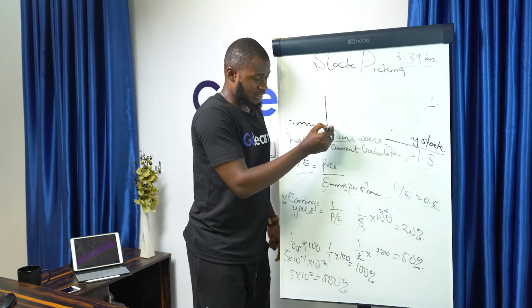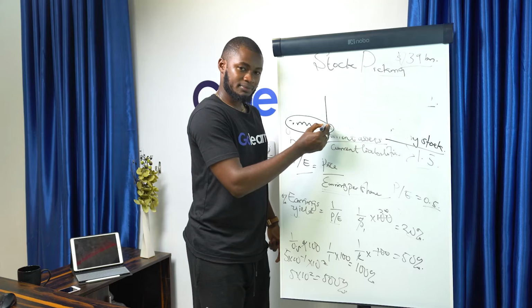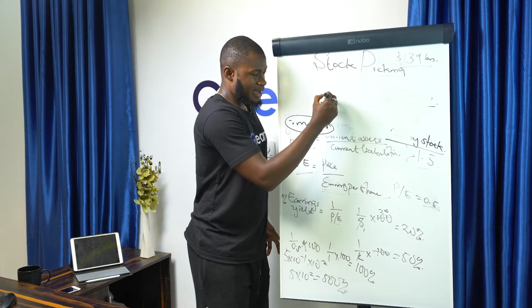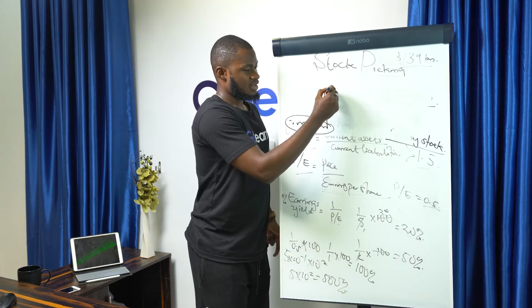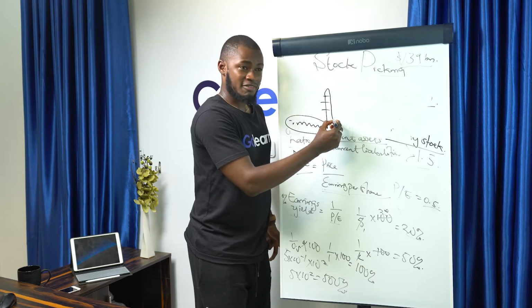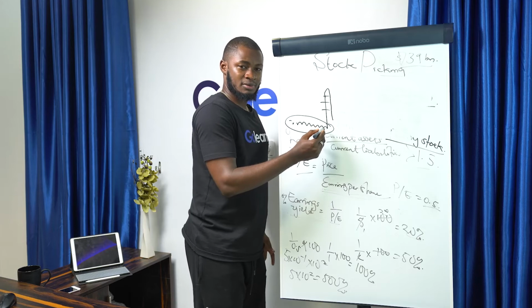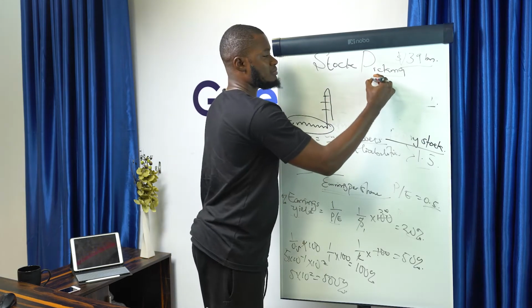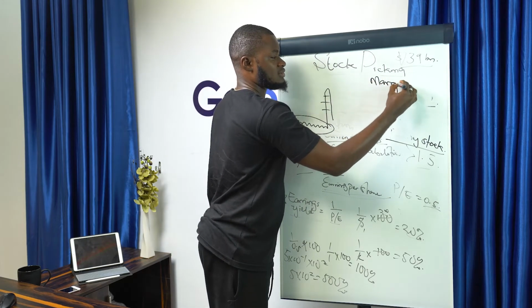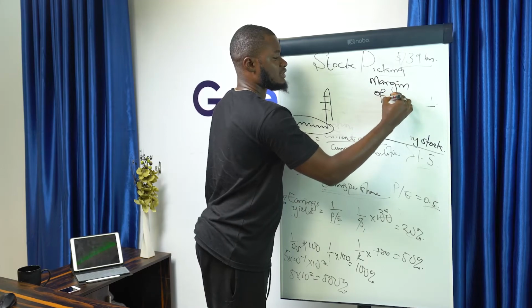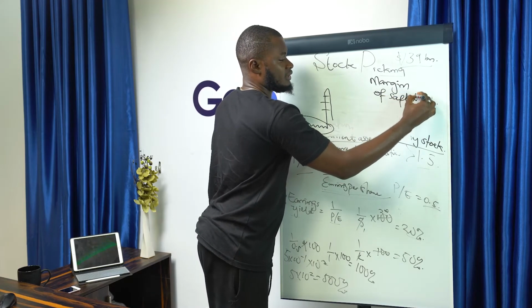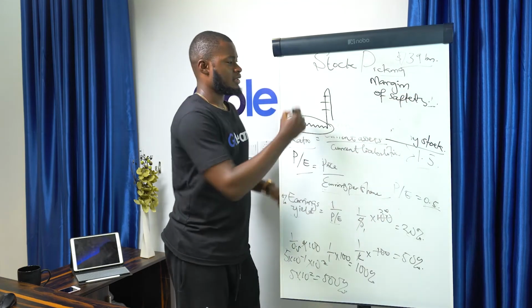This is not the point you buy. The smart investors have gotten in here. So if you buy here, it is risky because there's a tendency that it might fall. So those that bought here are still safe. Warren Buffett calls it margin of safety.